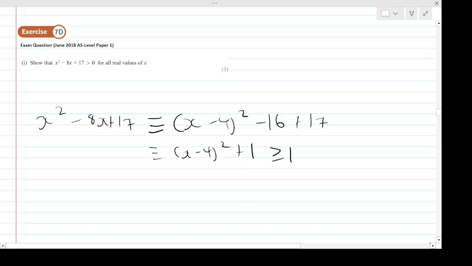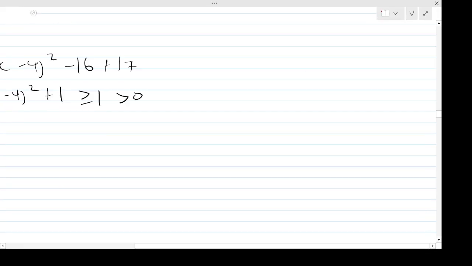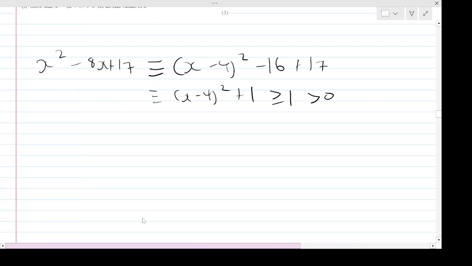And then if it's at least 1, we know it has to be above 0, because simply 1 is greater than 0. Okay? And so to justify this, to write it down, to get all the marks, to be thorough, we're going to write down what I just said.